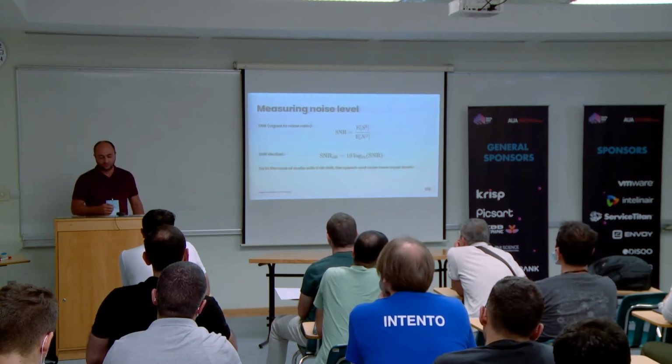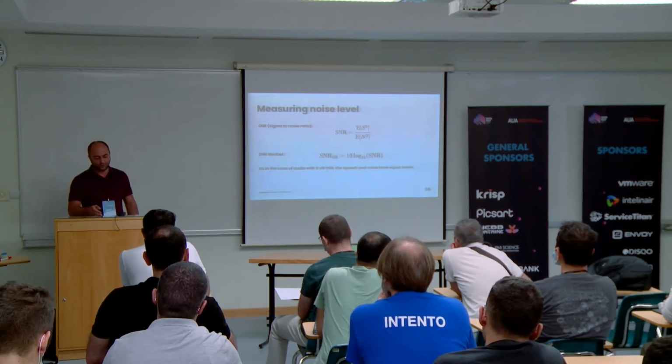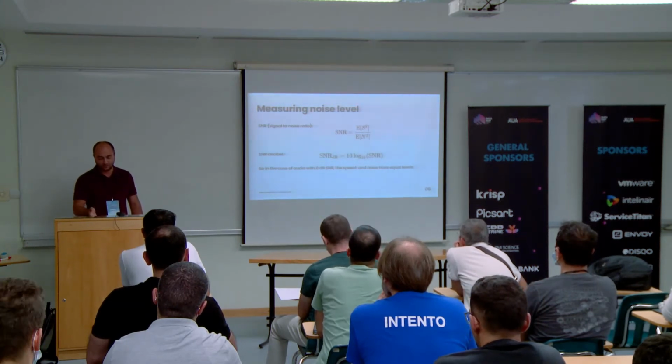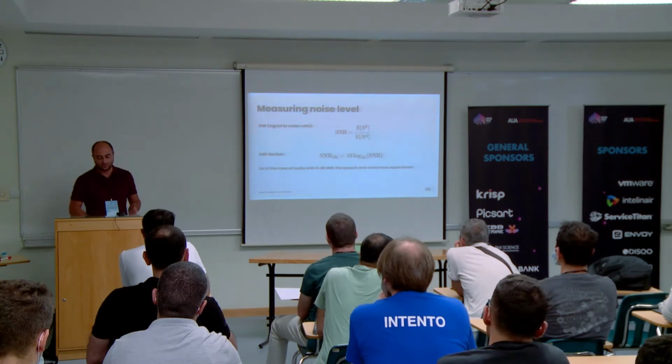To measure the level of noise, we use the signal-to-noise ratio, which is just the ratio of energies of speech and noise signals. Also, we use the dB scale, which is the logarithmic scale of signal-to-noise ratio, and particularly 0 dB means that we have equal levels of speech and noise.